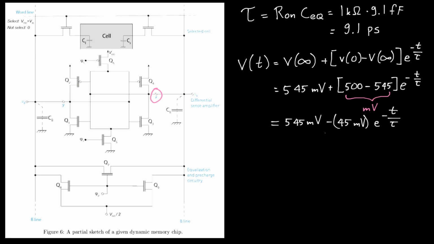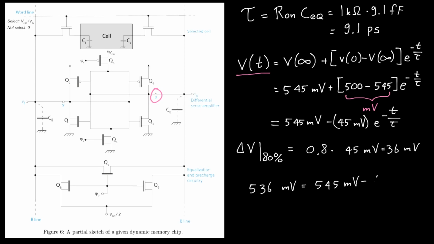Now the question that we're asking is at what time we will reach 80% of the settling voltage. And by that we mean at what point have we settled for 80%. So the difference that we see from 0 to infinity is 45 millivolts, because at the beginning we have 500 millivolts and then when the circuit has settled we would have reached 545. So the delta voltage that we want to see for 80% would be 0.8 times 45 millivolts, and that is 36 millivolts. That means that we need to find the time at which this voltage reaches 500 plus 36 millivolts. And we can do that by setting up an equation that looks like this.